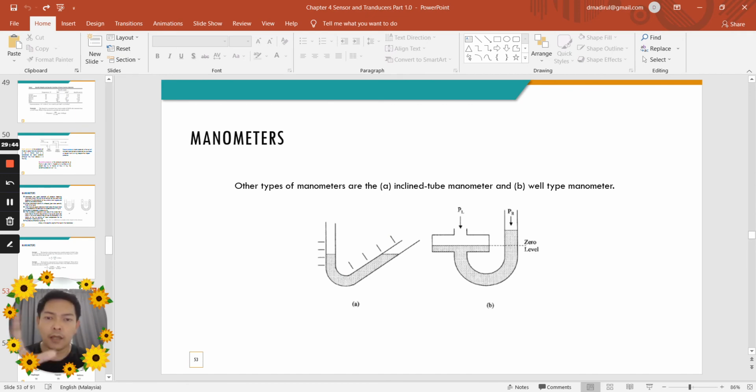There are other types of manometer. Instead of the U type, there is also the inclined tube manometer, exhibited in diagram A, whereas the well type manometer is represented in figure B. So instead of using a U manometer, you can sometimes also encounter an inclined tube manometer and also a well type manometer.